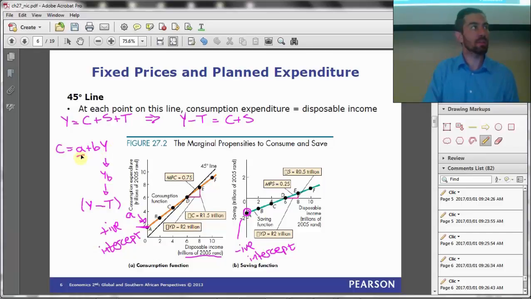Here's the intercept. What does this look like if you've been through the schooling system, which you have, so I know you've seen this before. Y is equal to mx plus c. That is the equation for a linear function. What is c? C is the value of the intercept. What is m? M is the value of the slope. Here's our equation. C equals A plus BY. A is the intercept. B is the slope. There you go. So this is B. And we call B the MPC, which stands for marginal propensity to consume.